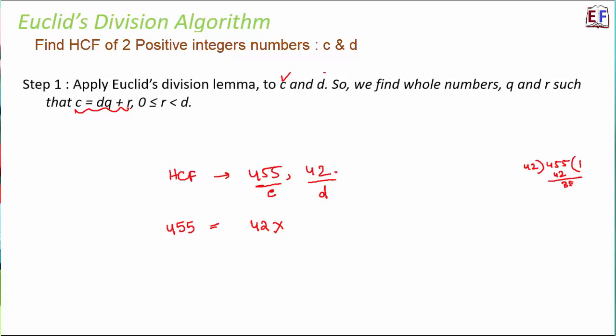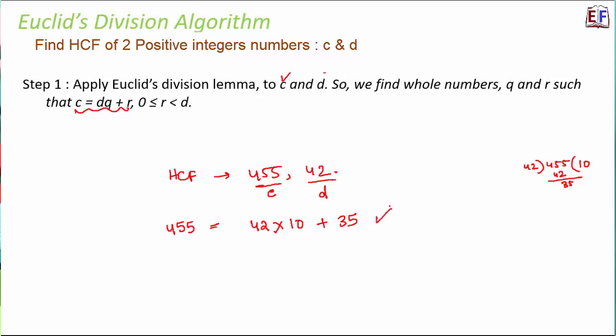So the remainder is 35, right? So in this case, 42 into 10 plus 35. So in this pattern, we can write this. Correct? So here we see that r is less than d. That means r is less than 42. 35 is less than 42. So we have successfully written it in this pattern. So that's my step 1.